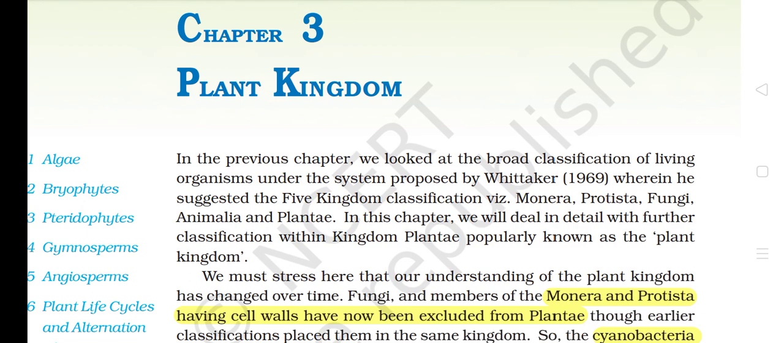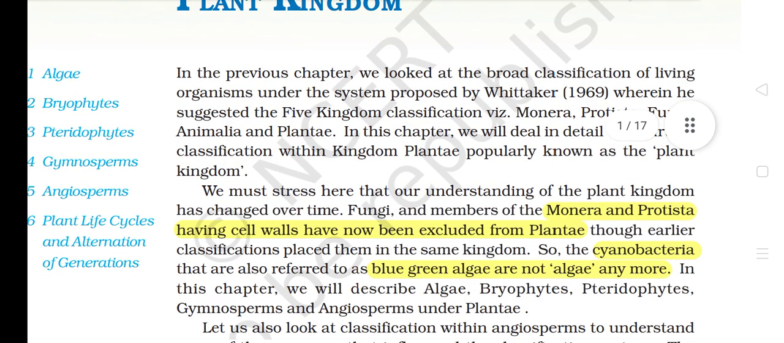In the previous chapter, we looked at the broad classification of living organisms under the system proposed by Whittaker, 1969, wherein he suggested the five-kingdom classification with Monera, Protista, Fungi, Animalia, and Plantae. In this chapter, we will deal in detail with further classification within kingdom Plantae, popularly known as plant kingdom.